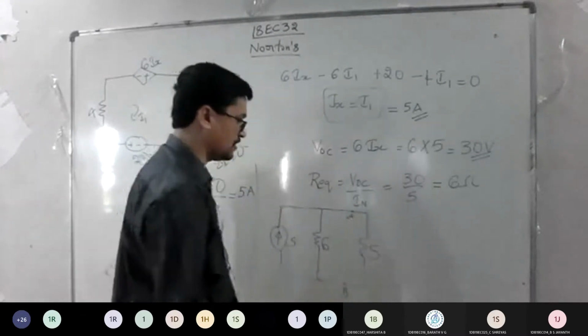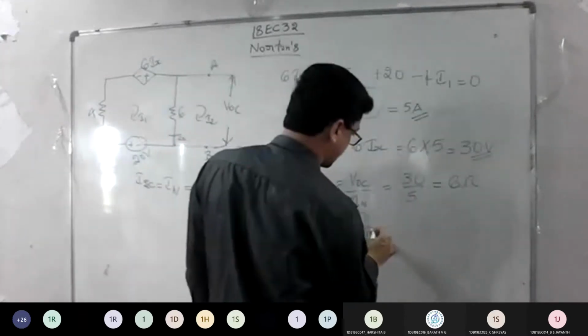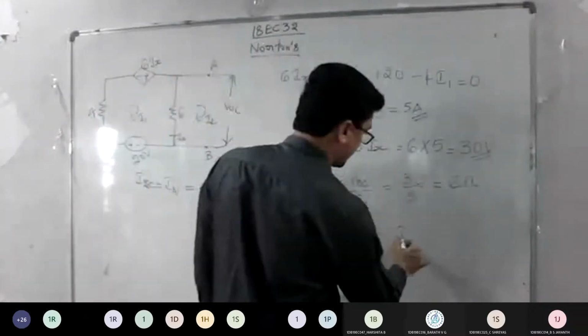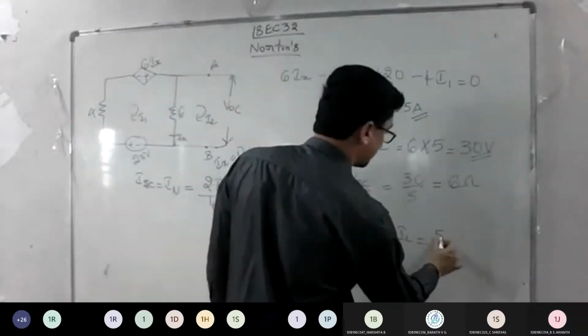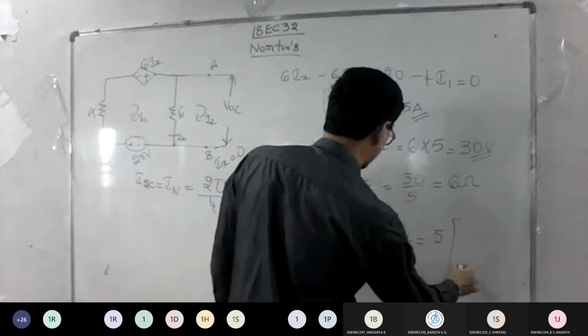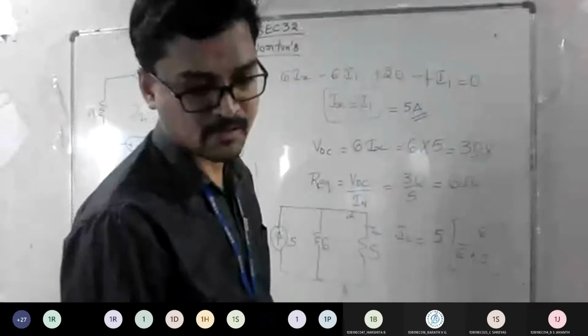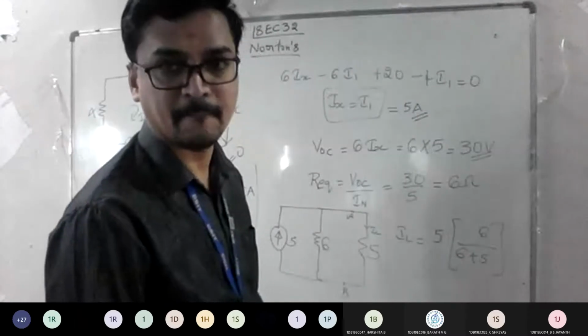So how will you find now? Again same logic. This is the current I want, the load current IL. IL equals the main current 5, opposite. Everyone got the formula for your current? Is it audible here?